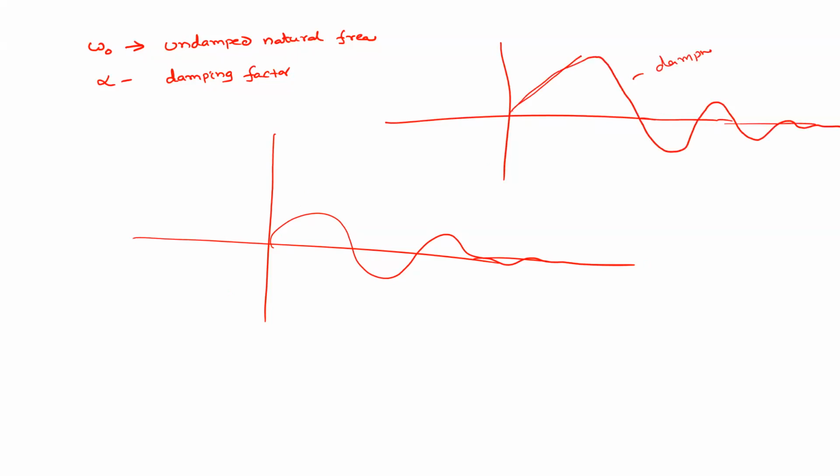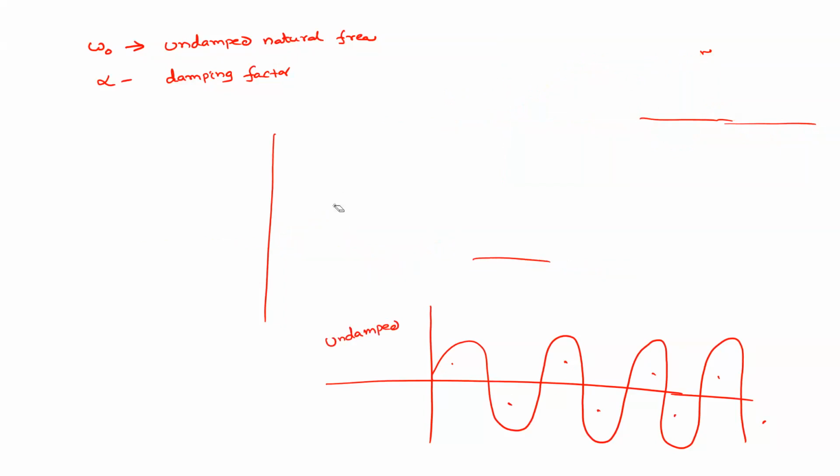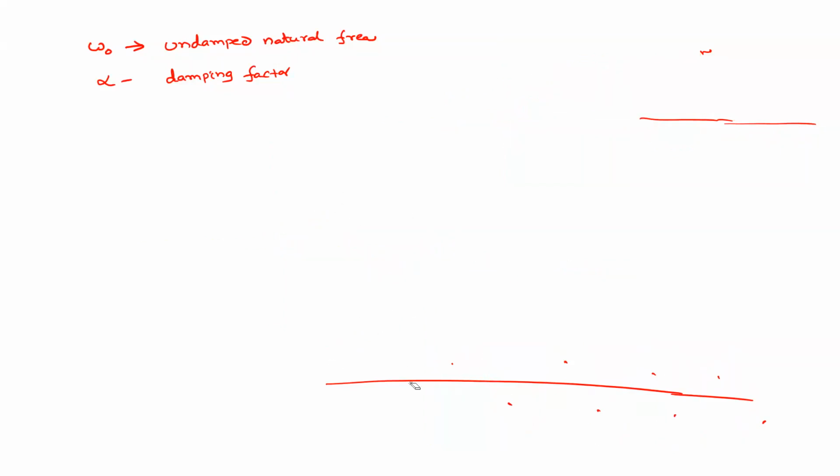What is undamped? It is moving like this, so there is no loss in the energy. Whatever the positive cycle, negative cycle, positive cycle, negative cycle, it is the same. That means it never reaches zero. This is known as undamped, and this is known as damped. We'll discuss this more. I just gave a brief introduction of what is damped and what is undamped.